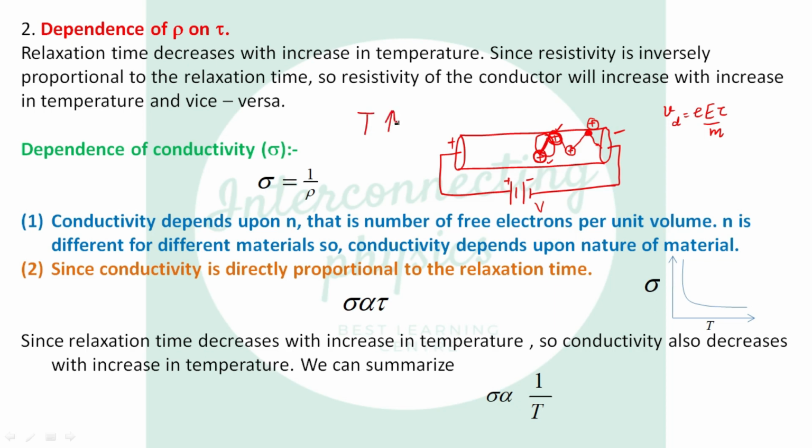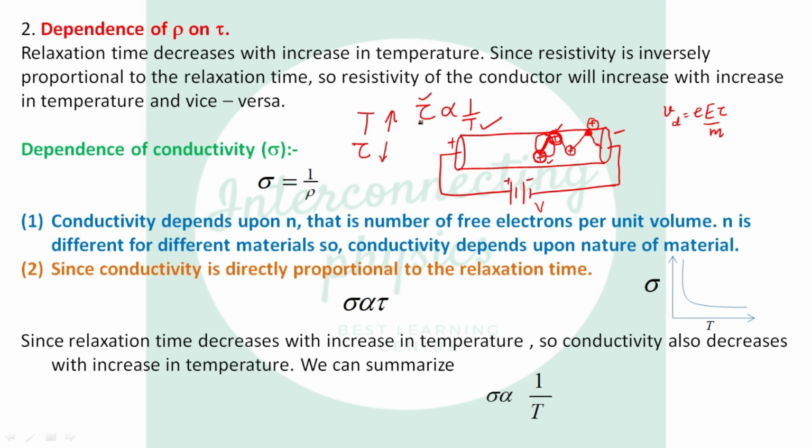Okay. Now what will happen when temperature increases? The relaxation time will decrease. Why? Because more collisions will occur if the temperature is increased. That means the relaxation time will decrease. So the relaxation time tau is inversely proportional to temperature. If temperature increases, relaxation time will decrease.